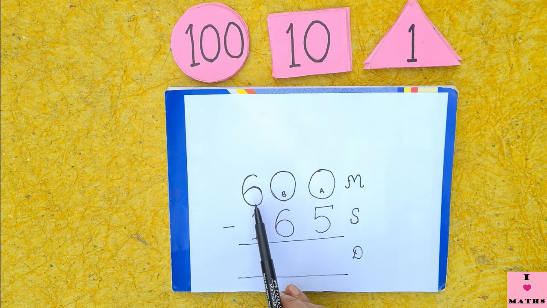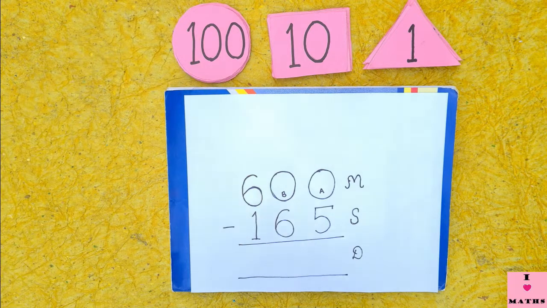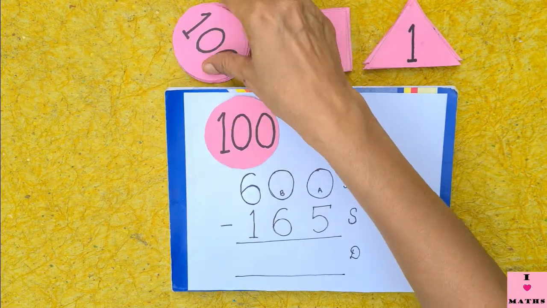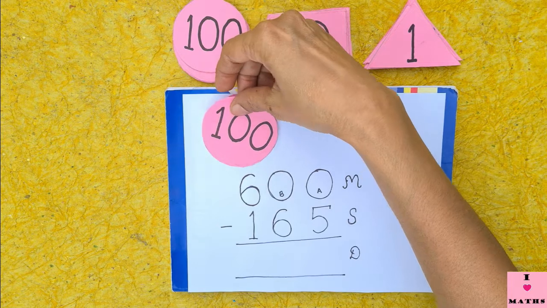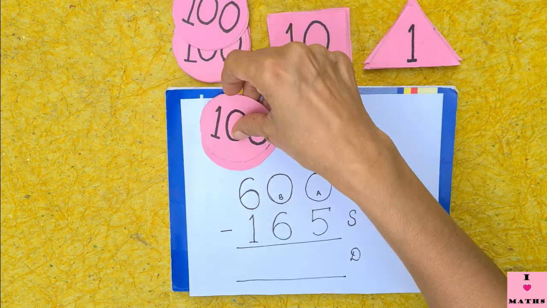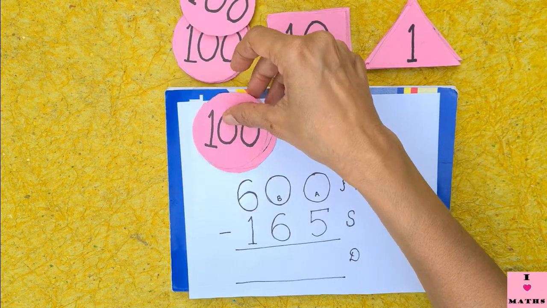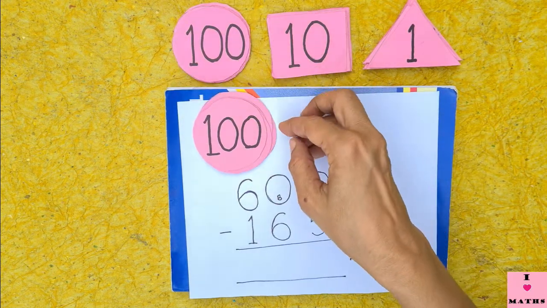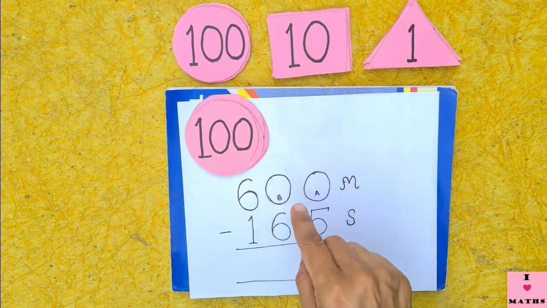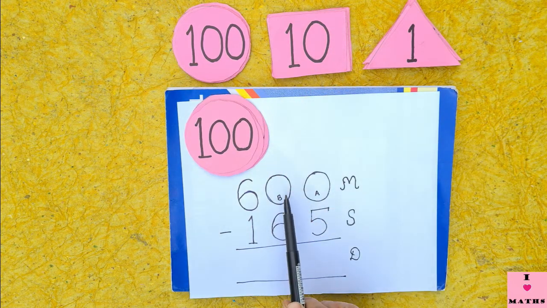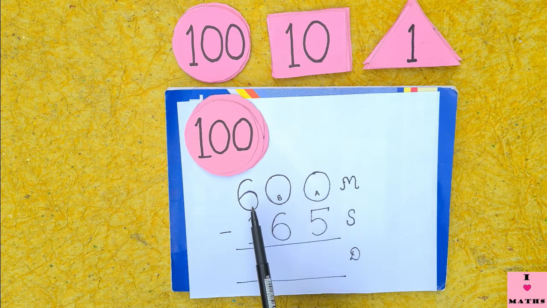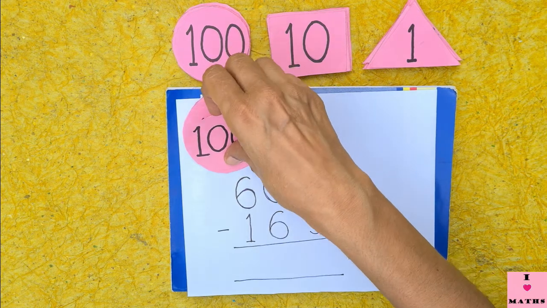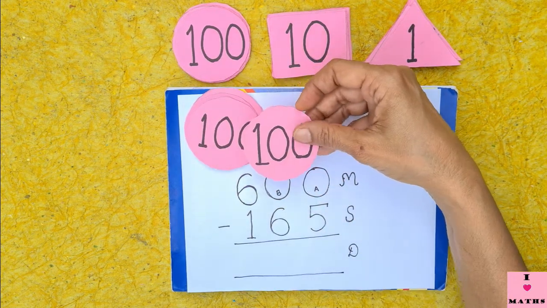Now first of all, let me make 600 with the help of cards. 100, 200, 300, 400, 500, 600. Now children, the B0 is going to borrow from 6. So 6 will give 100 to the 0 at the tens place.